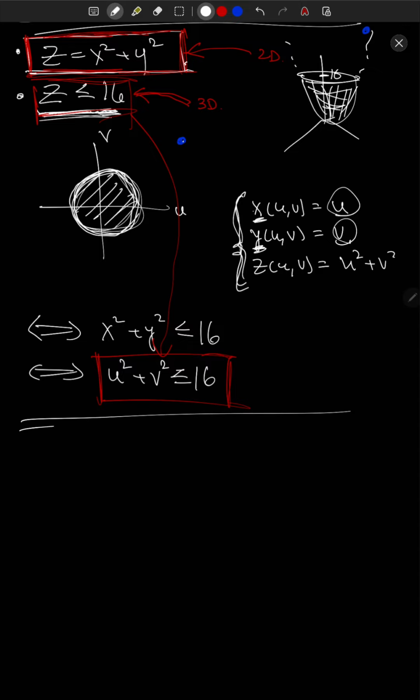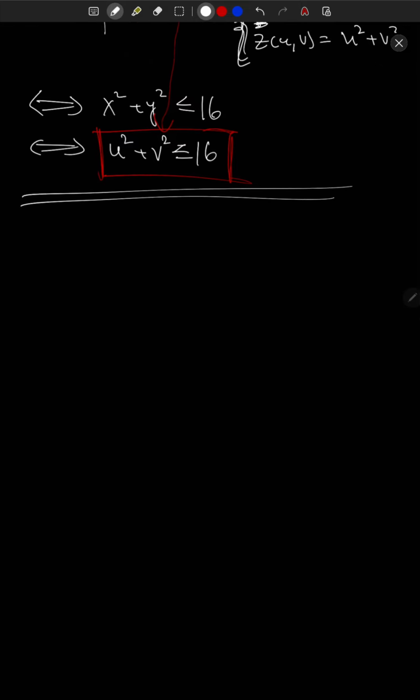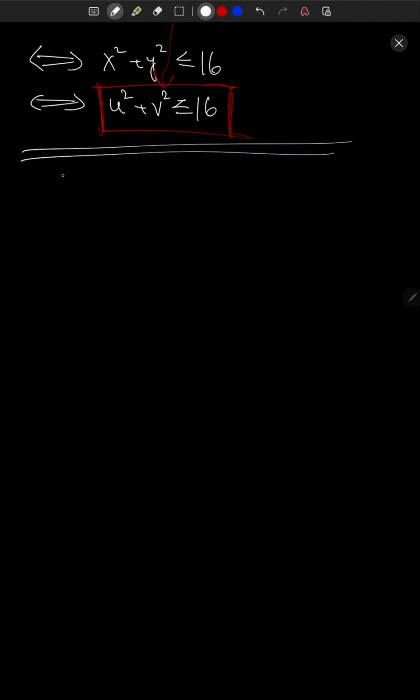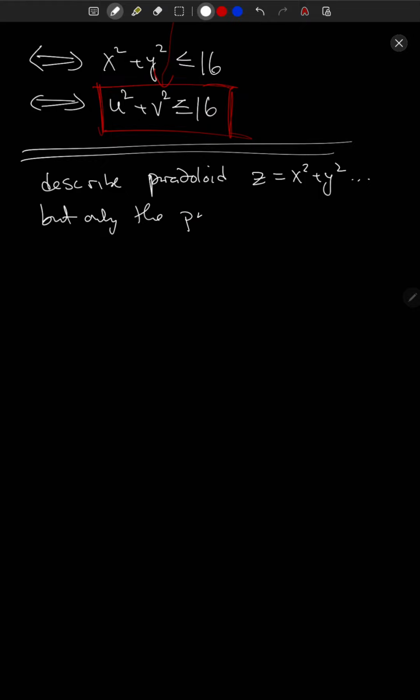All right, maybe this is too simple. So let's do another kind of version of this. So describe the paraboloid z equals x squared plus y squared, but only the part below 3x plus 4y plus z equals 0.